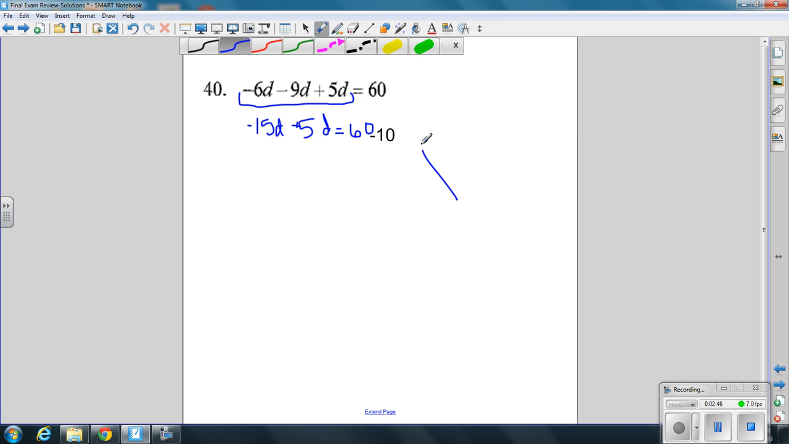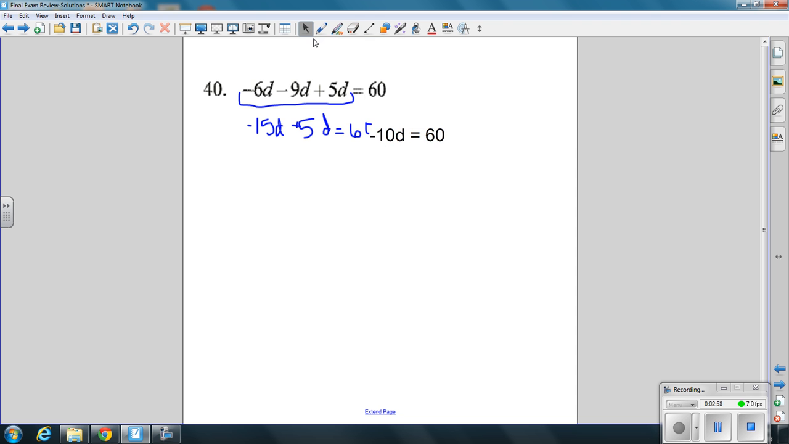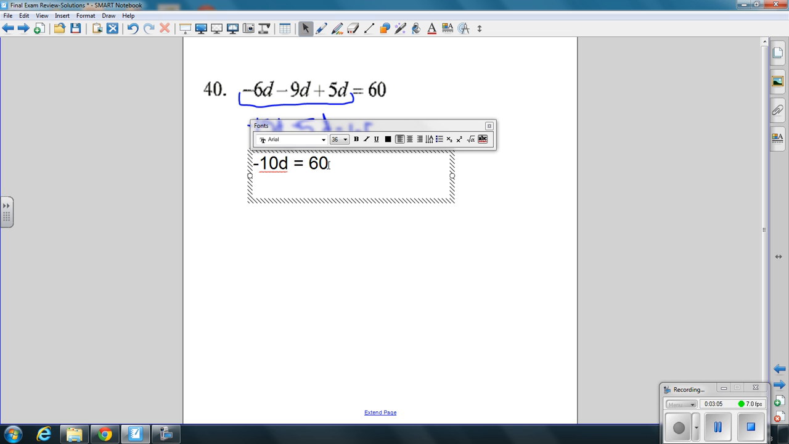Just give me a second here. Negative 10d equals 60. So to isolate the variable, we divide both sides by negative 10, and we get an answer of d equals negative 6.